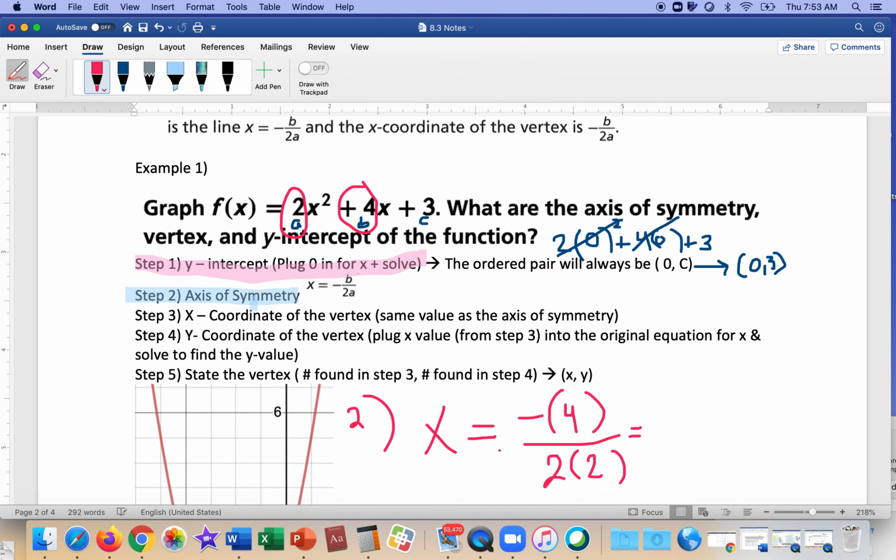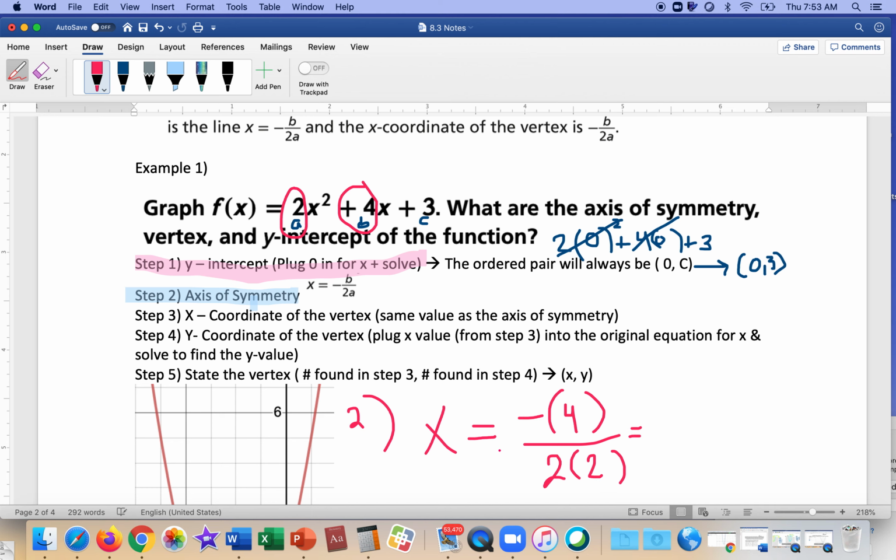It's the same as our axis of symmetry value. We know it's negative 1. So then, remember to find the y coordinate, the next step. To find the y coordinate, we're going to plug the x value from step 3, right? So the x value from step 3, the x value is negative 1, into our original equation for x and solve for y. So we're going to say f of negative 1, right?